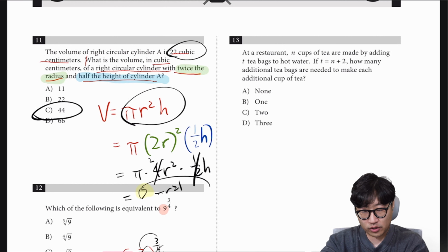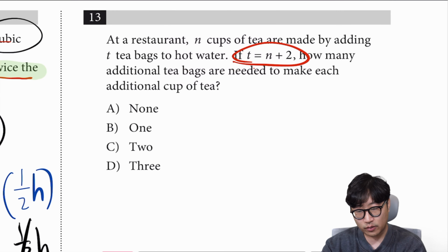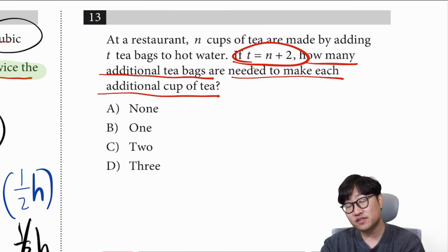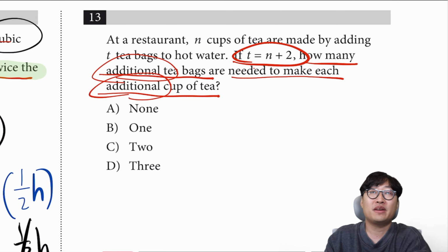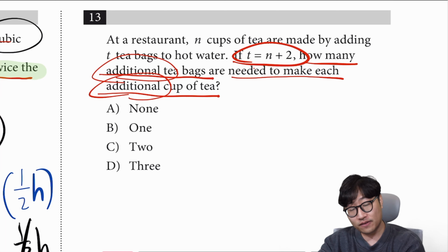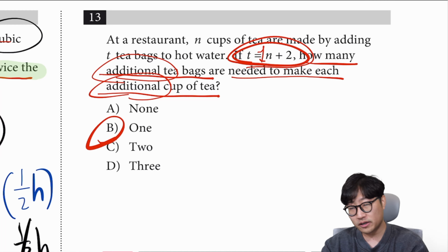All right, number 13, at a restaurant, n cups of tea, and so on. So this is the linear equation. How many additional tea bags are needed to make each additional cup of tea? Something about the additional, what tells you how many additional for how many? Well, that's what the slope is for, right? If you look at the equation right here, the slope is 1, so it should just be 1.